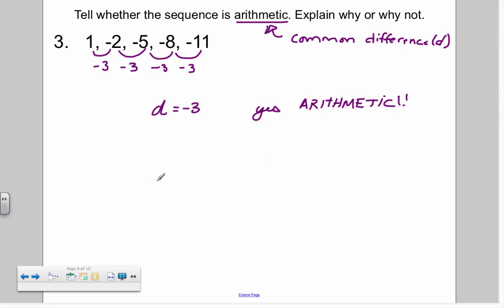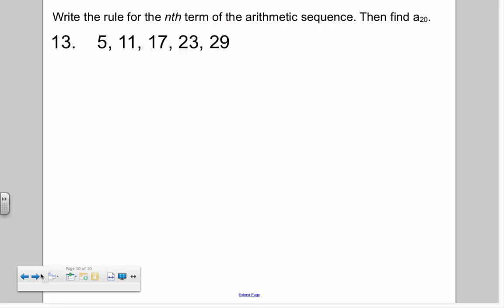Yay. Okay. So let's go ahead to the next problem. Number 13. Write the rule for the nth term of the arithmetic sequence. Then find the 20th term.